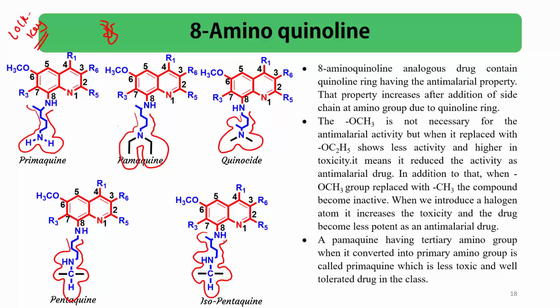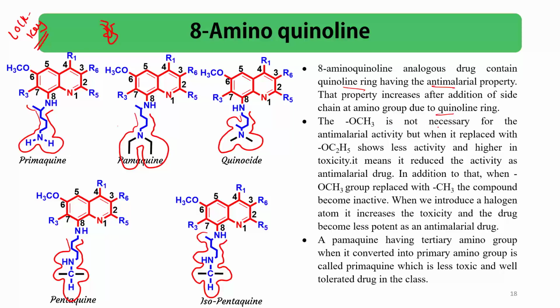So we will take a look at which functional group acts as the key role in stopping that. We will start with the 8-aminoquinoline analogues. The drug contains a quinoline ring having an antimalarial property. The property increases after the addition of a side chain at the amino group of the quinoline ring. What I mean is, the side chain itself has no property, but when you introduce a side chain onto the quinoline ring, it gives the property.